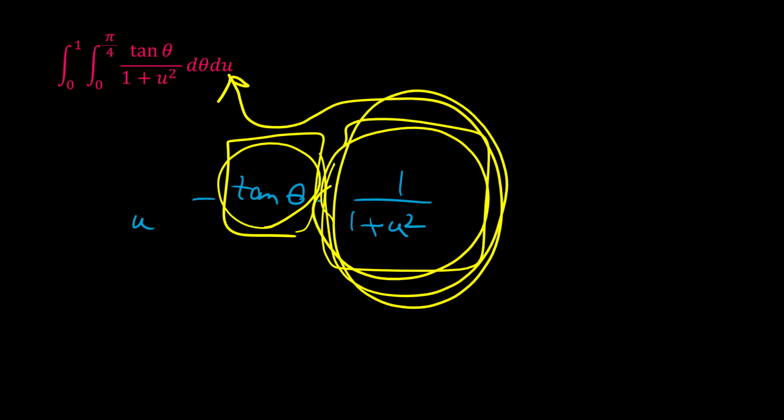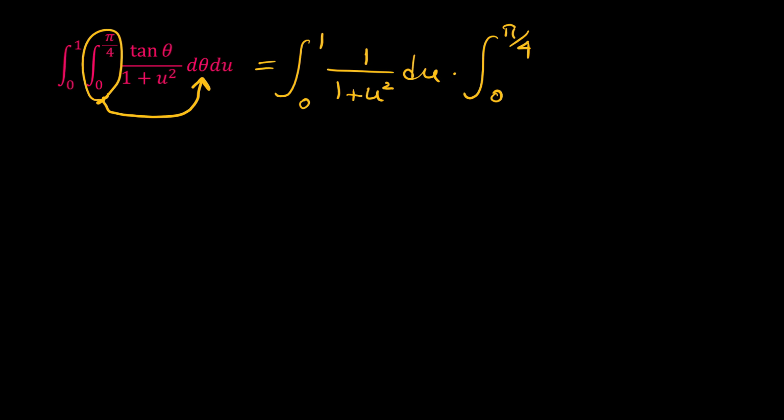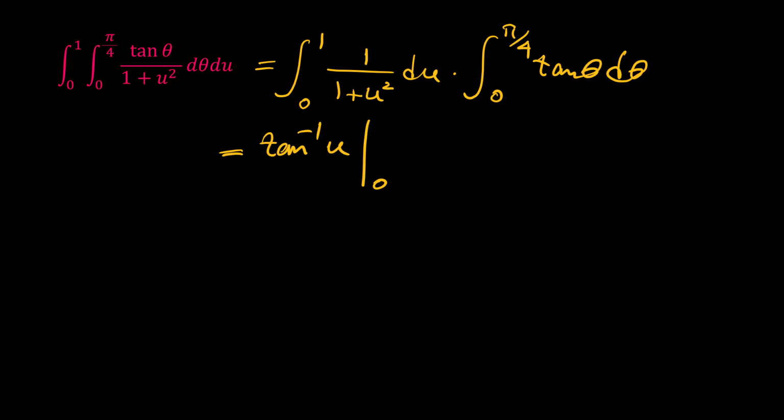So we can calculate this double integral by writing it in the form of product of two single integrals. So we write this in the form of integral 0 to 1 of 1 over 1 plus u to the 2 du times integral 0 to pi over 4. Attention, these limits are for theta. So we have integral of tangent theta d theta. If you remember from integral formulas, integral of 1 over 1 plus u to the 2 is tangent inverse of u from 0 to 1.